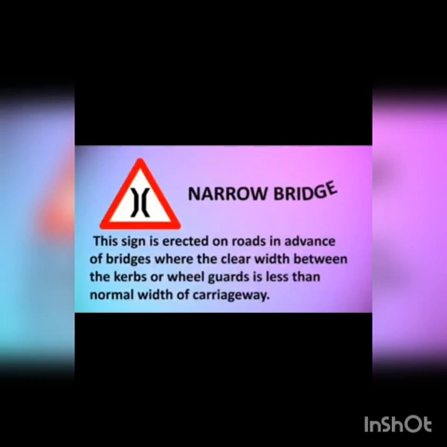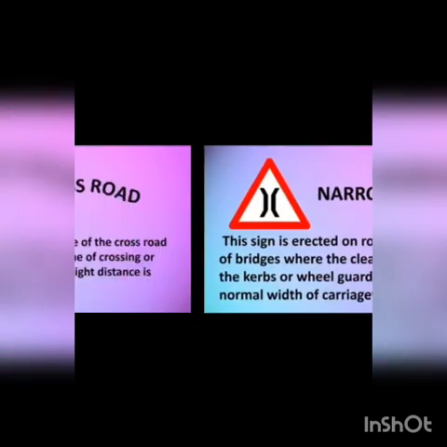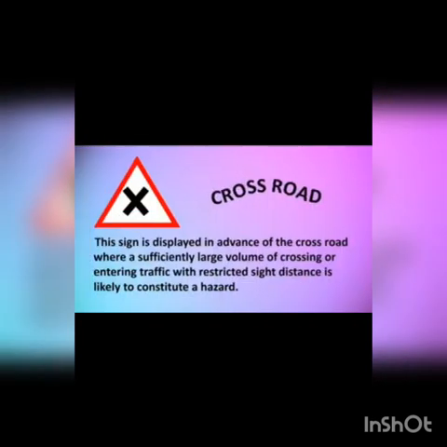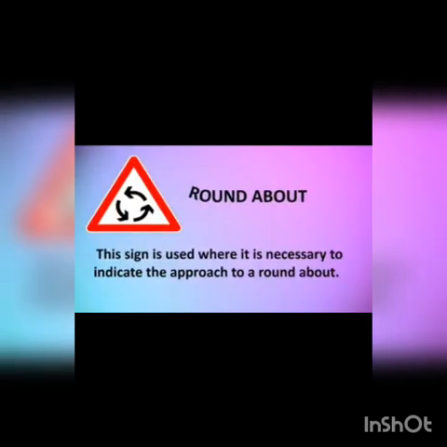Narrow bridge: this sign is erected on the road in advance of bridges where the clear width between the curbs or wheel guard is less than the normal width of carriageway. Crossroad: this sign is displayed in advance of the crossroad where a sufficiently large volume of the crossing or entering traffic with restricted sight distance is likely to constitute a hazard.